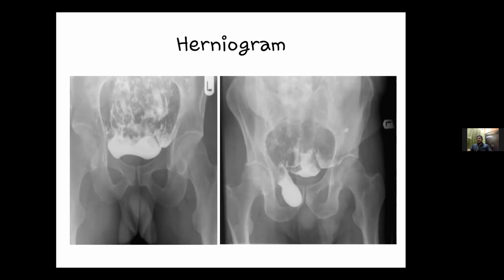Sir, the bulge, the descent of the peritoneum. When will you do herniagram? Sir, herniagram is not done nowadays, sir. It was done in the past, now it is obsolete. Then better not to include herniagram in your investigations. In theory, you can write herniagram used to be done earlier. Sometimes it will be done for sportsman hernia. So CT, MRI, and very rarely herniagram.